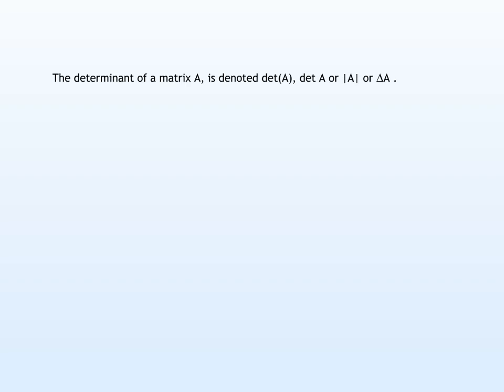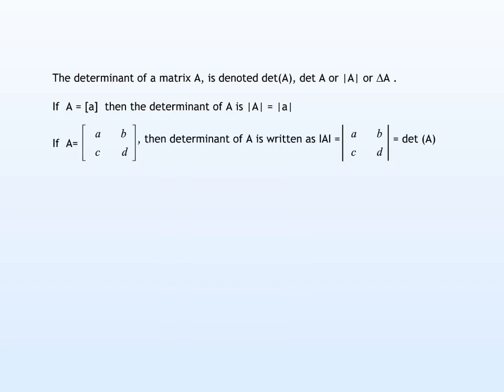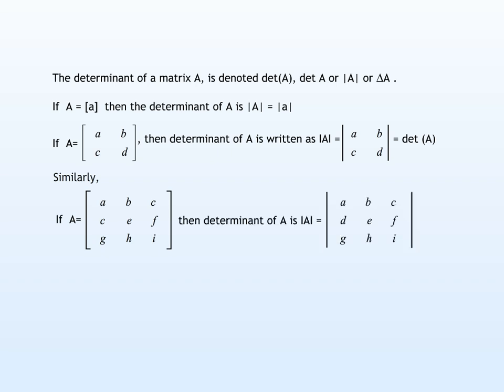The determinant of a matrix A is denoted by det of A or det A or A within vertical bars or delta A. Here, for a given matrix A, the corresponding determinant is expressed as shown here. Similarly, for an order 3 matrix, the determinant is as shown here. In this chapter, we shall study the determinants up to order 3 only with real entries.